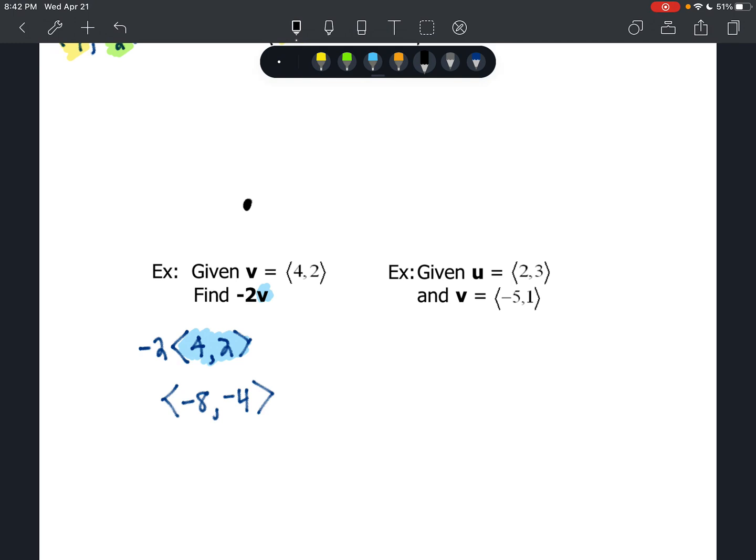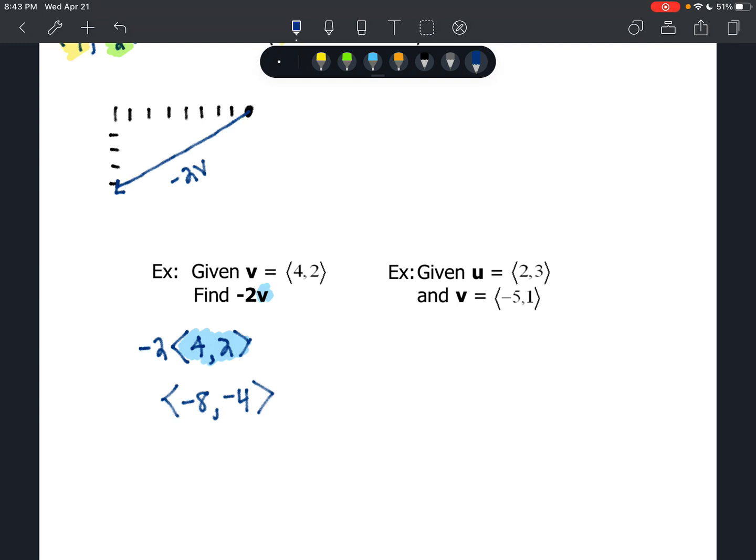my initial point is, let's move it up here, wherever my initial point is, I'm going to go left 8, 2, 3, 4, 5, 6, 7, 8, and we're going to go down 4, so negative 4, 1, 2, 3, 4. So here's my vector that is negative 2V.